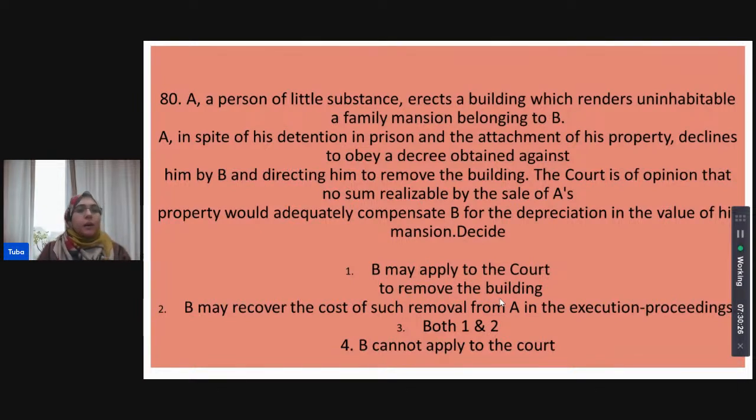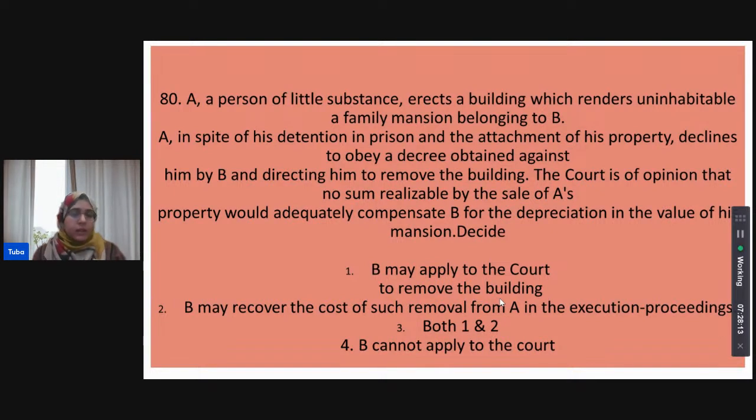Next question. A person A, who's of little substance, erects a building which renders uninhabitable a family mansion belonging to B. A, in spite of his detention in prison and attachment of his property, declines to obey a decree obtained against him by B and directing him to remove the building. So A is not complying with anything. The court is of the opinion that no sum is realizable by the sale of A's property that would adequately compensate B for the depreciation in the value of his mansion. So, if this is a case before you tomorrow, how will you decide?